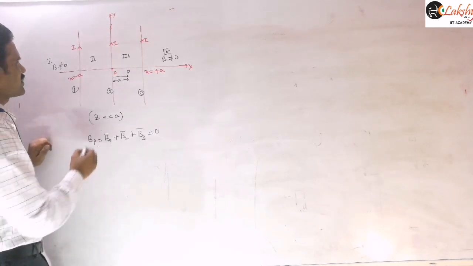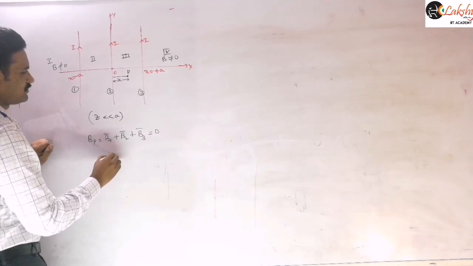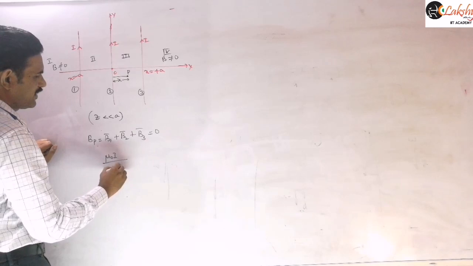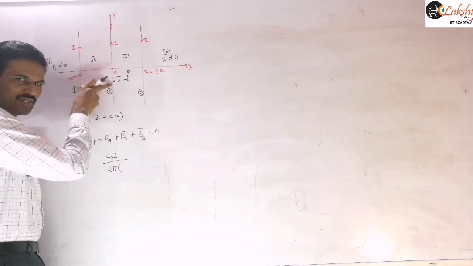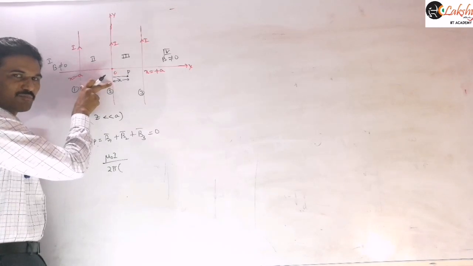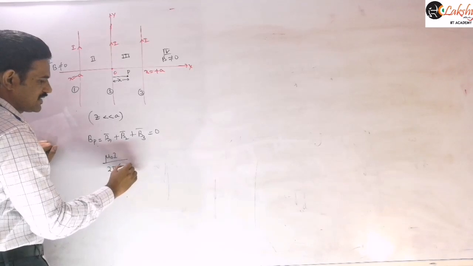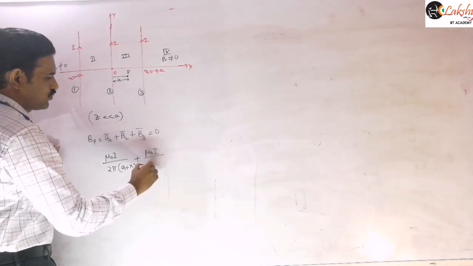Now I am writing the magnetic field due to this first wire. The magnetic field due to this first wire is mu naught I by 2 pi into the distance of this point from this wire. This is already A. Distance we need to write, so we should not consider minus A, we need to consider A plus X. So this is mu naught I by 2 pi into A plus X, plus mu naught I by 2 pi X.